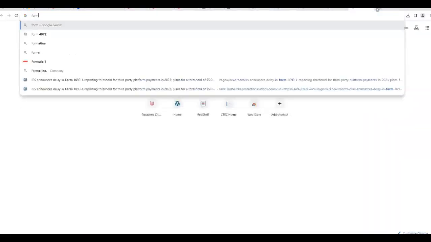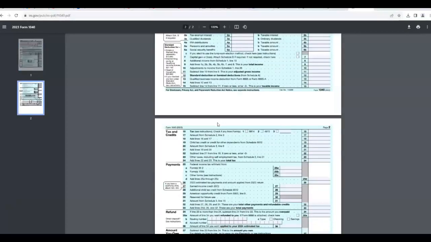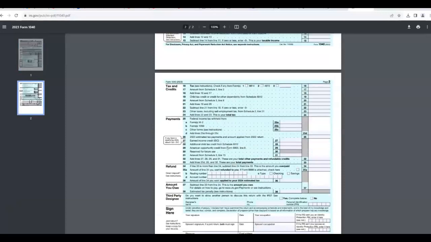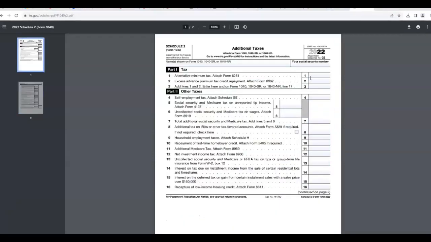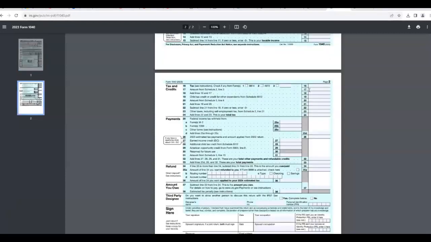That alternative minimum tax goes in Form 1040, somewhere. Schedule 2, line 1. That might be the one, and it brings up a transfer to line 17.